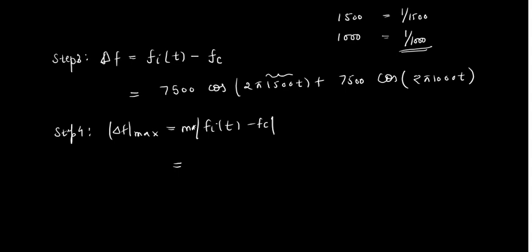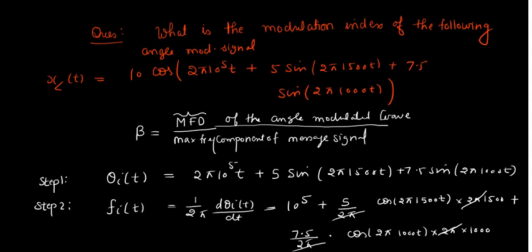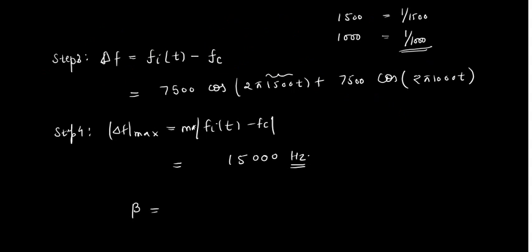So the maximum of both will be 15,000 hertz. And what is the maximum frequency of the message signal? Because this is a tone of frequency 1500, this is another tone of frequency 1000. So the maximum frequency component of your message signal is 1500 hertz. So your beta is maximum frequency deviation divided by the maximum frequency component of your message signal, and so the answer is beta is 10.